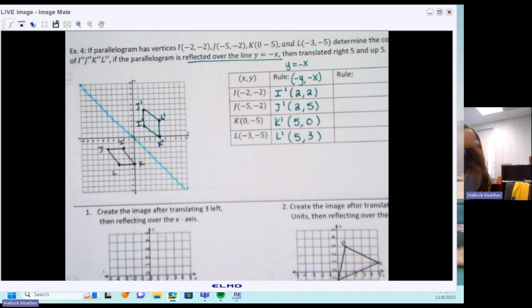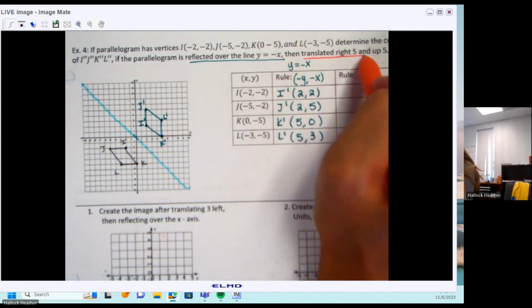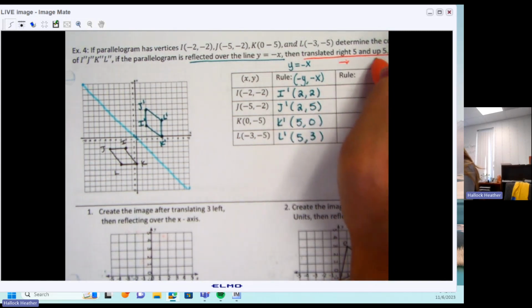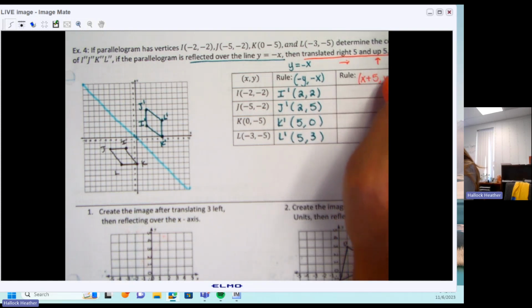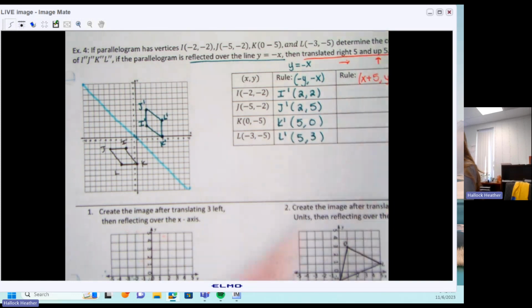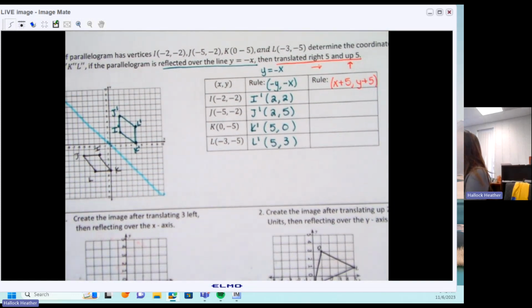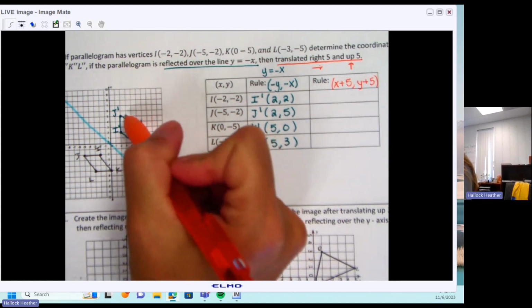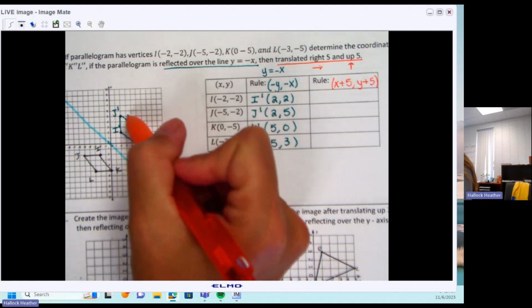And then the second part of the problem, we're going to translate it 5 right and up 5. So it's going to the right 5 and it's going to go up 5. So this rule is going to be x plus 5, y plus 5, because we're going to the right and we're going up. So it's easy peasy. So you can either use the rule to find the new points, or you can literally count it, right 5, up 5, whatever you prefer. Most people like to just physically count 5 and 5. 1, 2, 3.